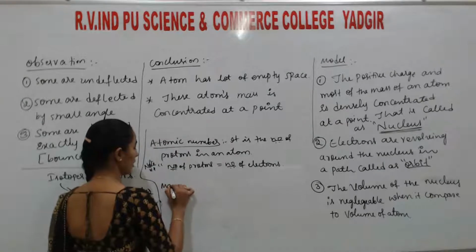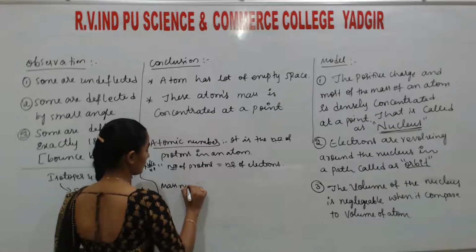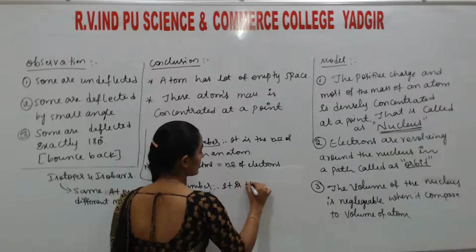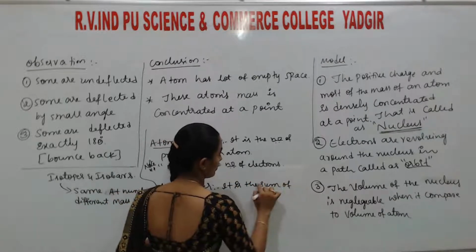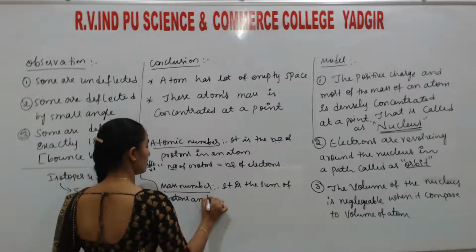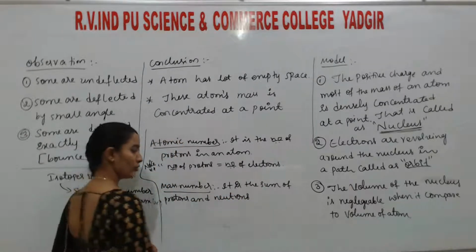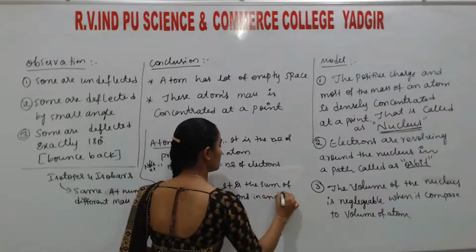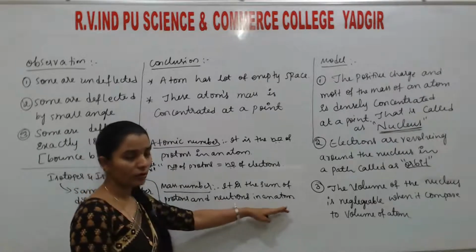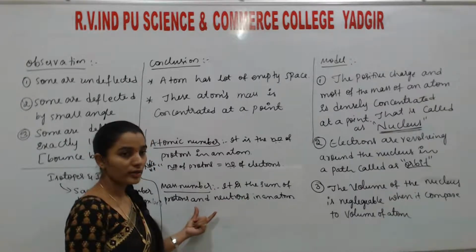Next, what is mass number or atomic mass? It is the sum of protons and neutrons in an atom. You may write in the nucleus also. The number of protons and neutrons in an atom is called the mass number.